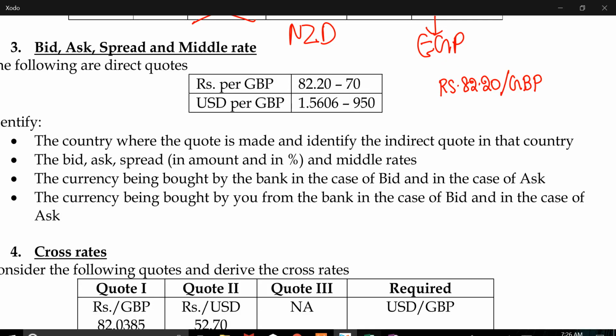82.20 refers to the rate at which, as I have told you, the bank buys. See, the basic thing is, if the bank is buying US dollar, it means it is selling INR. If it's buying INR, it means it is selling USD. Now rupees 82.20 per GBP, which currency is the bank going to buy? GBP. 82.20 refers to the rate at which the bank buys the GBP, and 82.70 refers to the rate at which the bank sells the GBP.